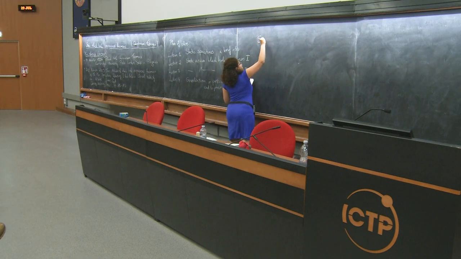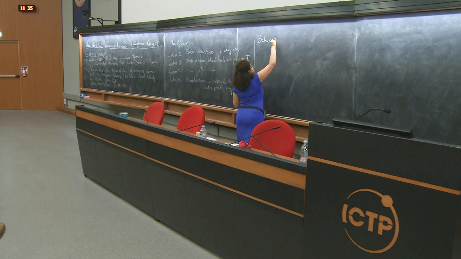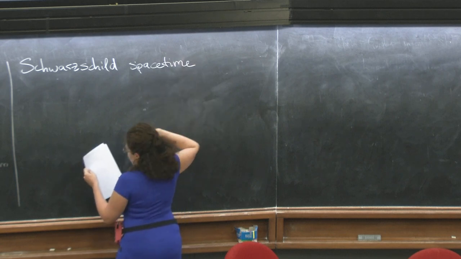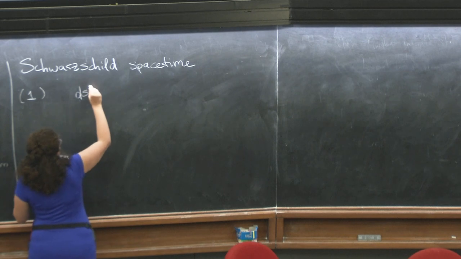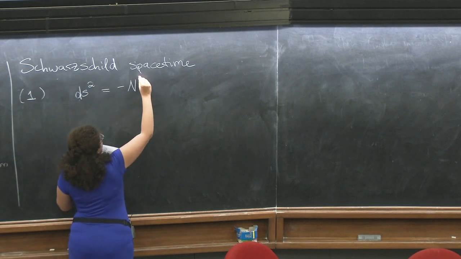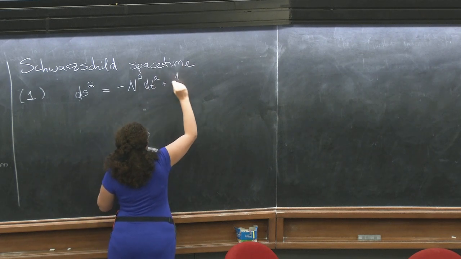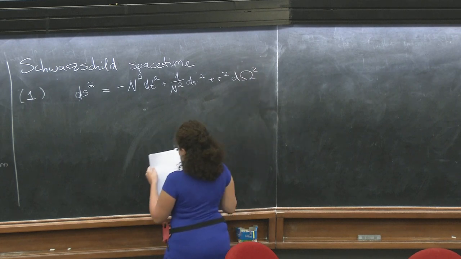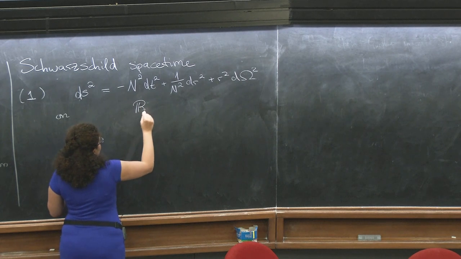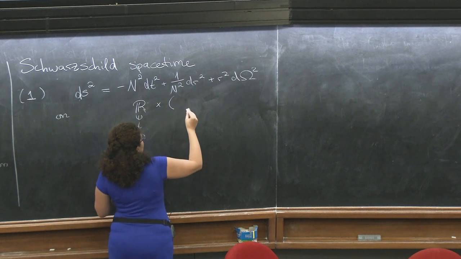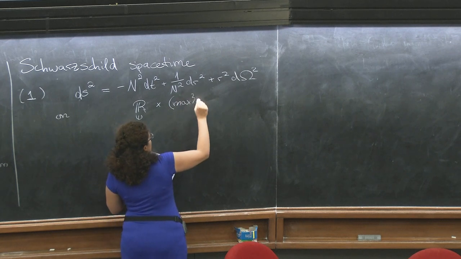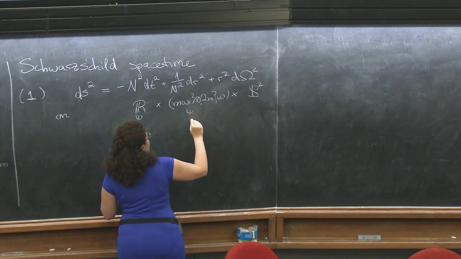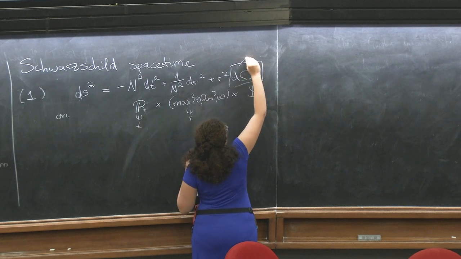So Schwarzschild spacetime can be written as the Lorentzian metric ds squared of the form minus a function n squared dt squared plus 1 over n squared dr squared plus r squared d omega squared on the manifold R containing the time coordinate t, cross some interval, maximum of 0 and 2m, to infinity, cross S2. And this contains the radial variable r. And this d omega squared is the canonical metric on S2.